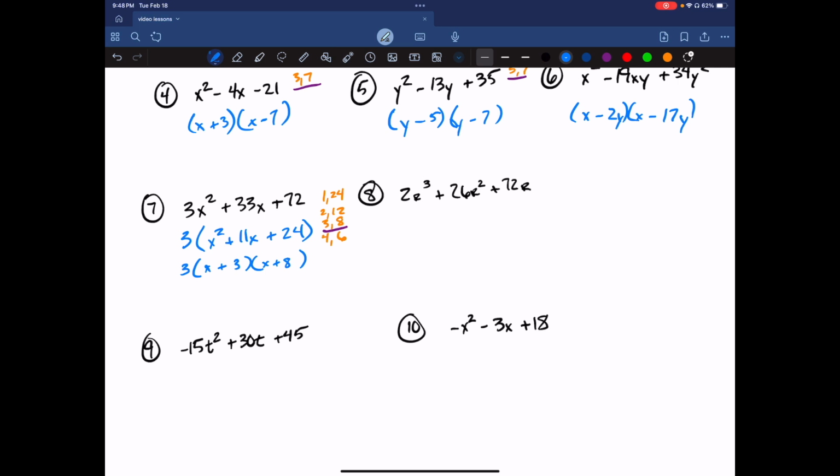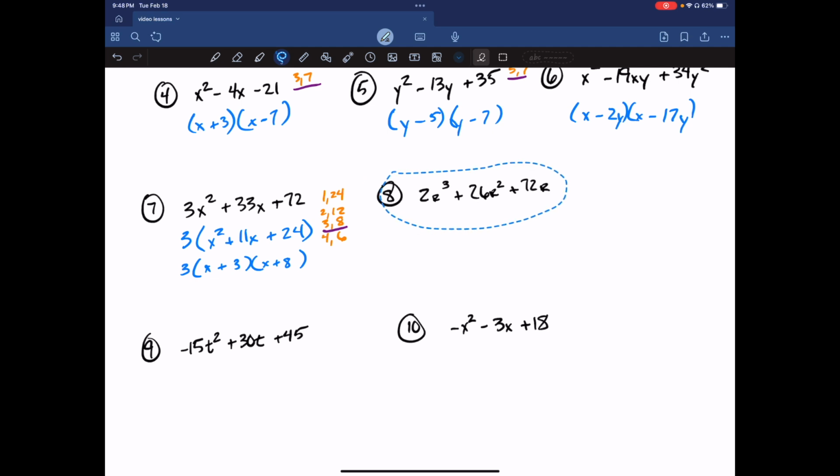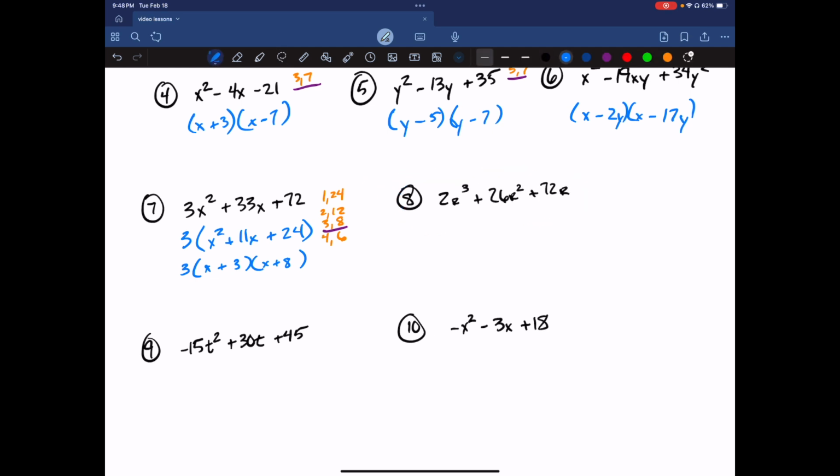Now, when we get to number 8, we see we have 2r cubed, 26r squared, and 72r. So I know they're all even, and they all have at least 1 r. So let me take that out. And that's going to leave me with r squared plus 13r plus 36.